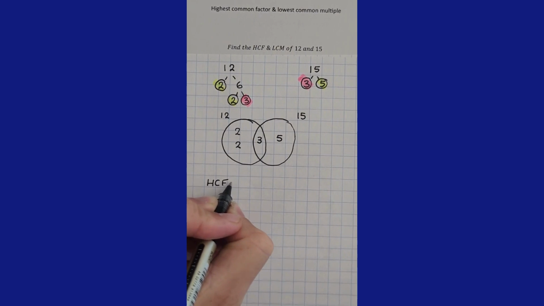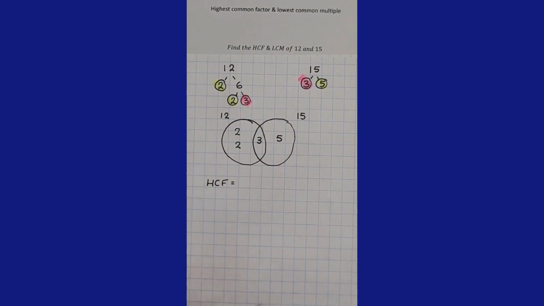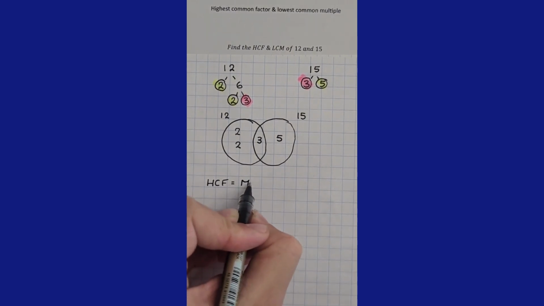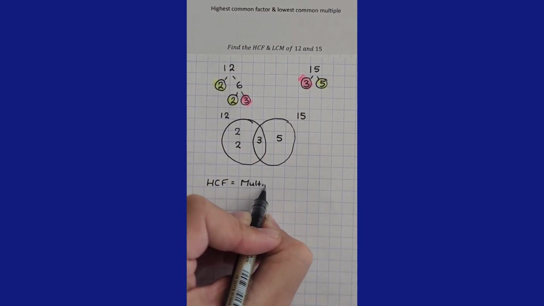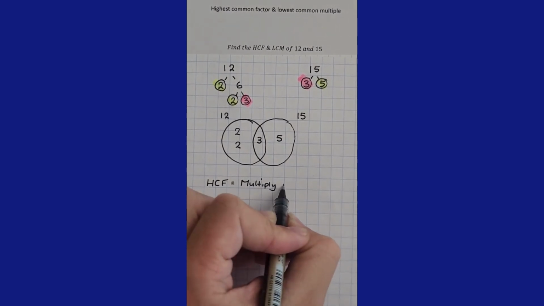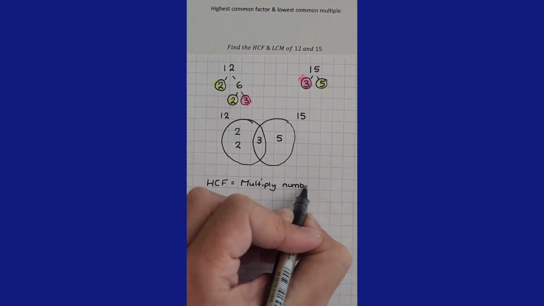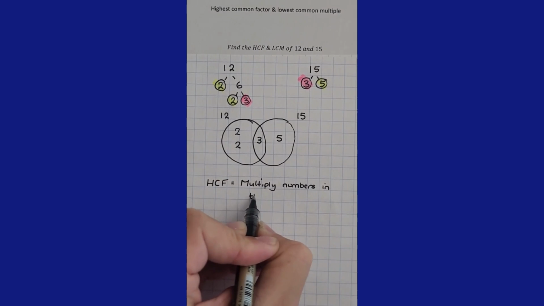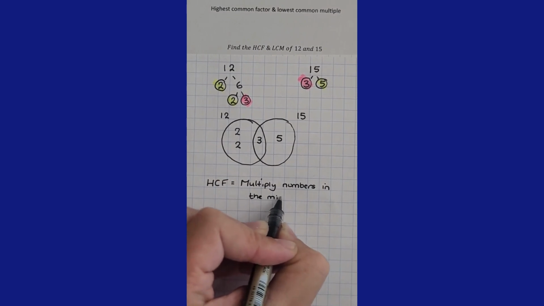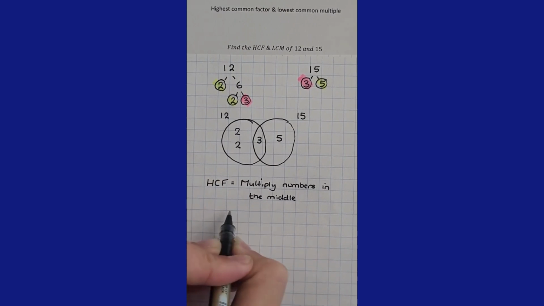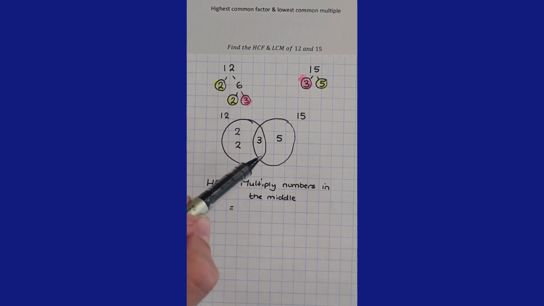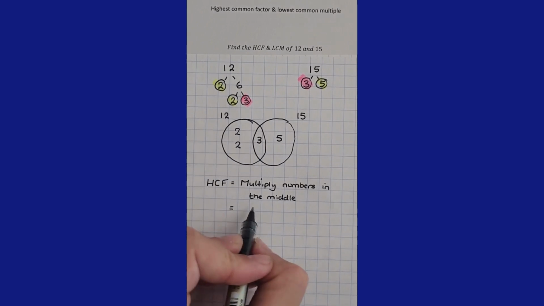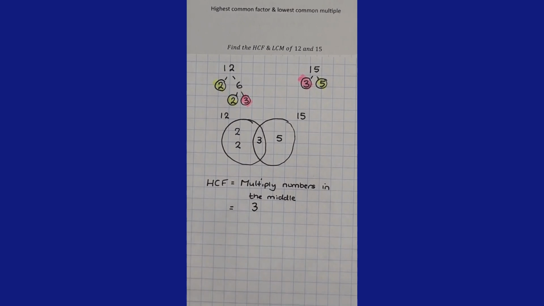Right. How do we work out highest common factor? Well, what we have to do for highest common factor is this is the one we get by multiplying the numbers in the middle. So all the numbers that are in the middle. Now, I'm going to do another equals because if we look at our Venn diagram, the only number that overlaps in both is the number 3. So in terms of multiplying, I haven't got to multiply by anything. I can see it's just a 3.